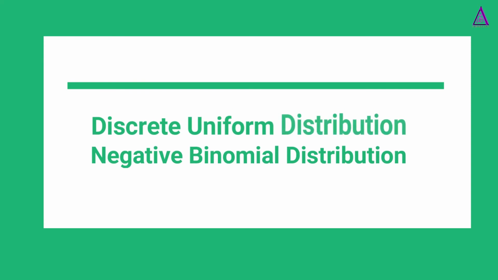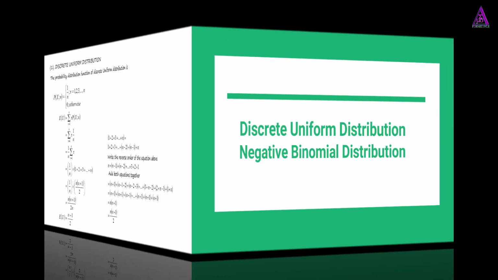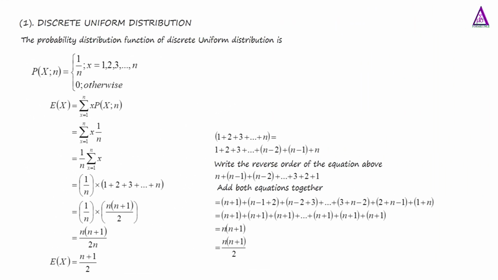The probability that he receives 5 or more texts is 0.7149. Proof. Discrete uniform distribution and negative binomial distribution. Discrete uniform distribution. The probability distribution function of discrete uniform distribution is given as this.